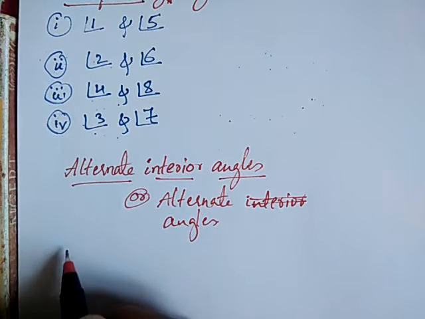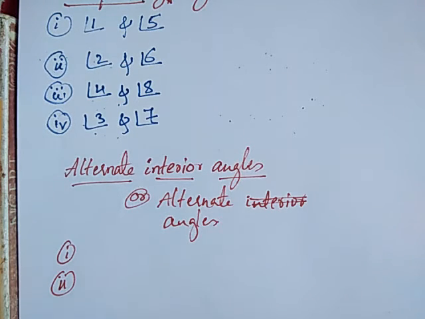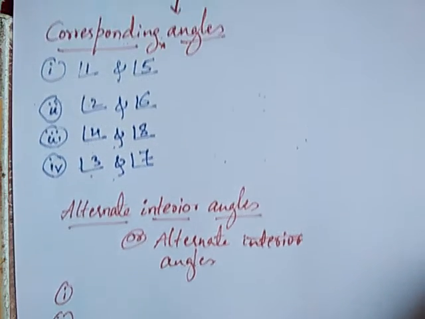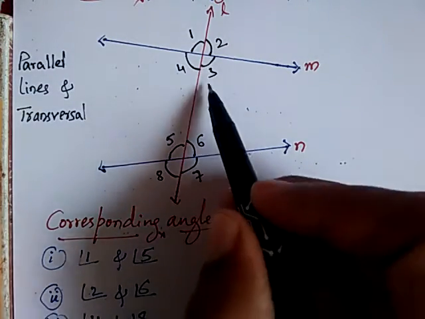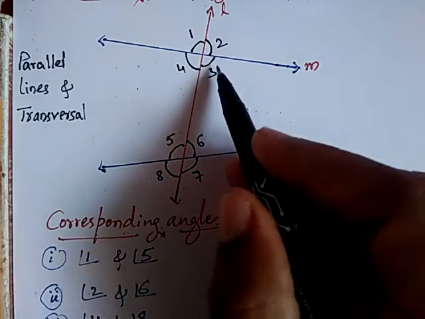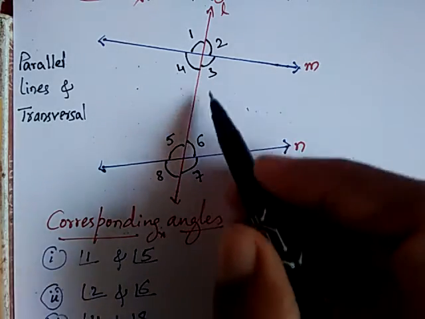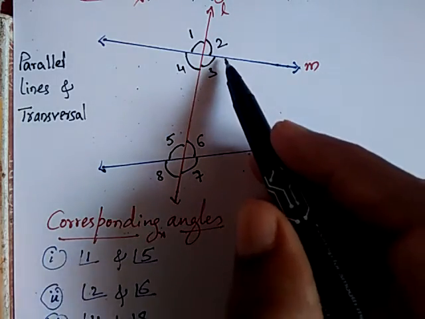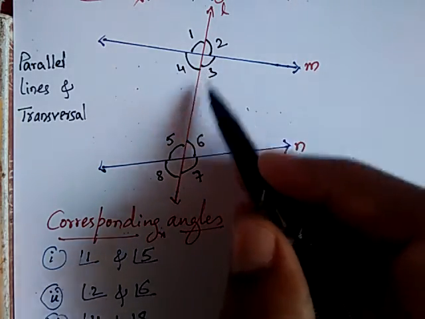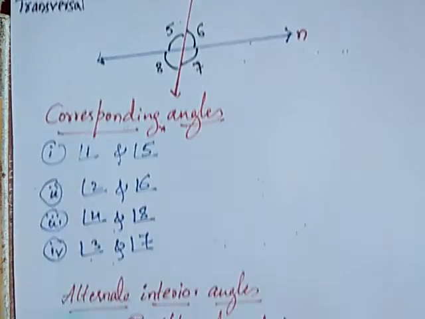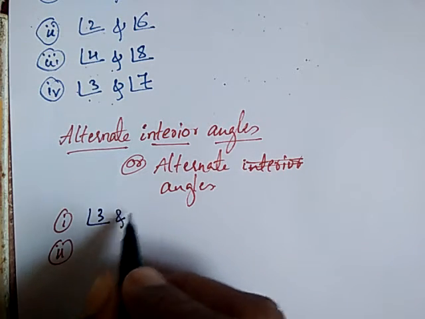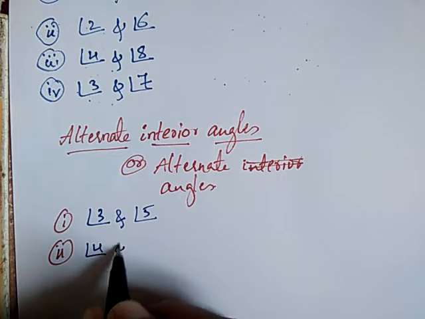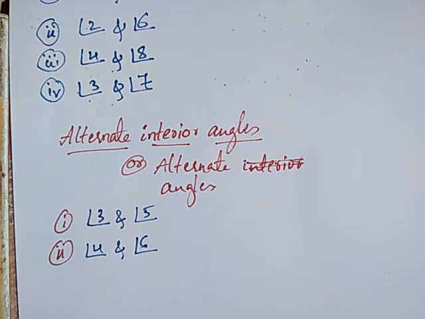Here also there are two pairs. What are the pairs? We can say angle 4 and angle 6. So alternate interior angles, this one angle 4 and angle 6 is one pair. Another pair is 3 and 5. These two are alternate interior angles. Interior means inside, or between the M and N lines. So we can write here angle 3 and angle 5, and another one is angle 4 and angle 6. So these are the two pairs here.